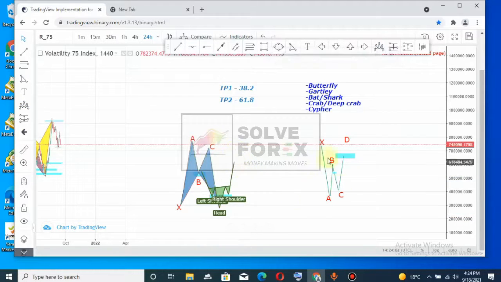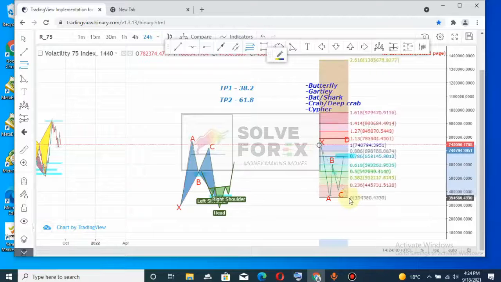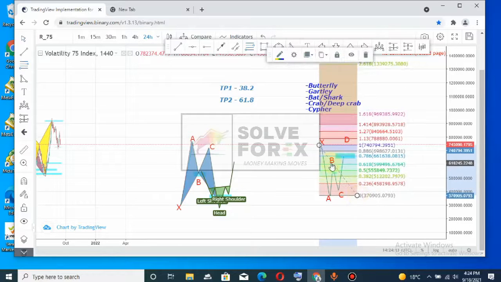Same applies on a bullish harmonic. Point X, you take your fibs from here down. It must retrace 50%. 50% should be your bat pattern. Always 50%, it doesn't change, guys. Don't make your own rules. Bat pattern always retraces on 50%.